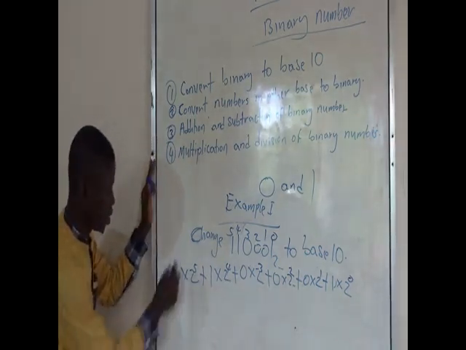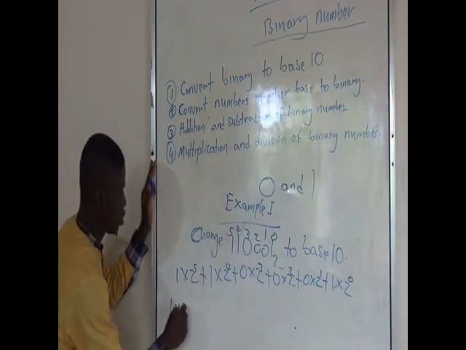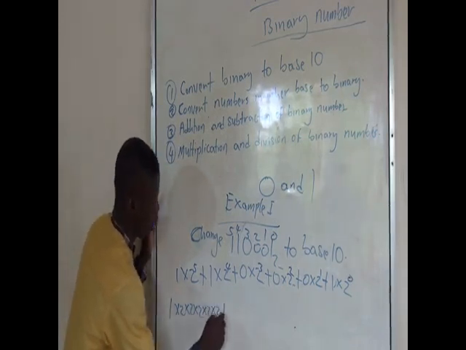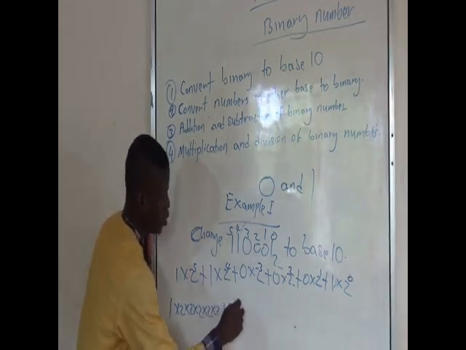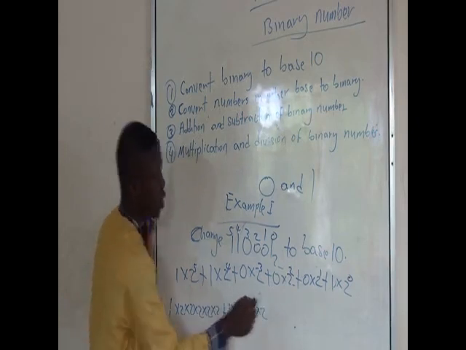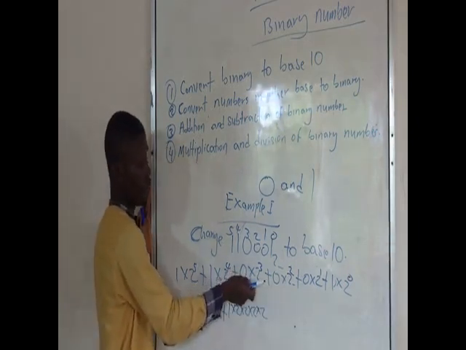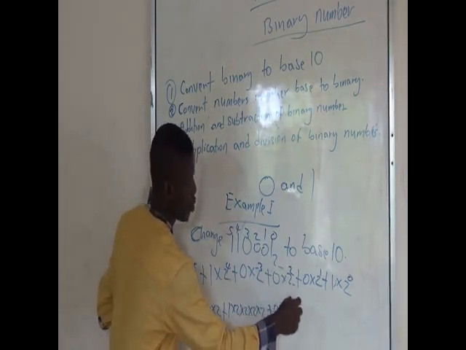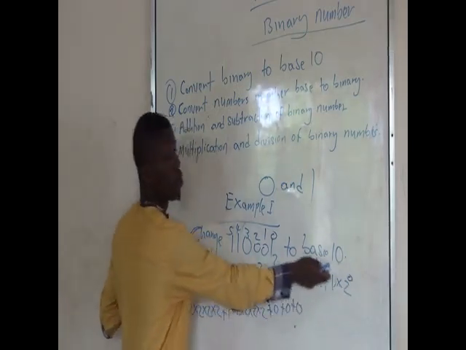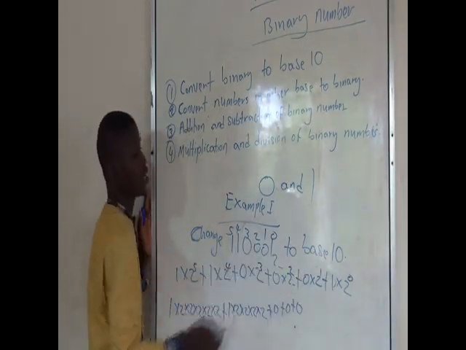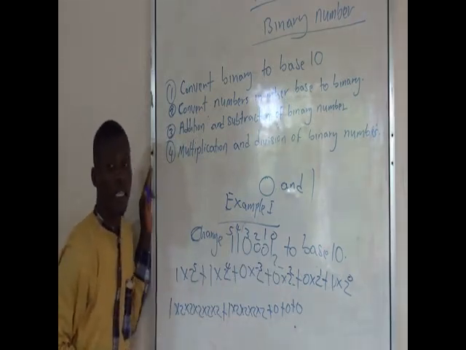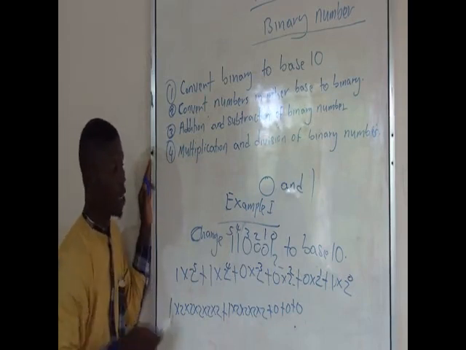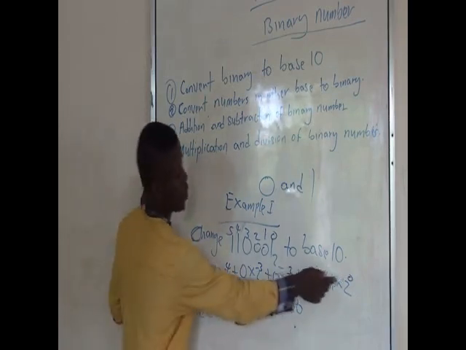Our work with indices is just the same as 1 times 2 times 2 times 2 times 2 times 2, plus 1 times 2 times 2 times 2 times 2. Here, there's no need to stress yourself. Anything multiplied by 0 is 0, plus 0, plus 0, plus 0. Then 2 raised to power 0 is 1. Please note, anything raised to power 0 is 1.